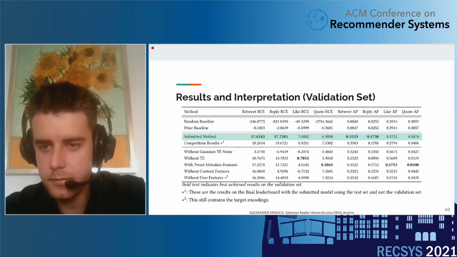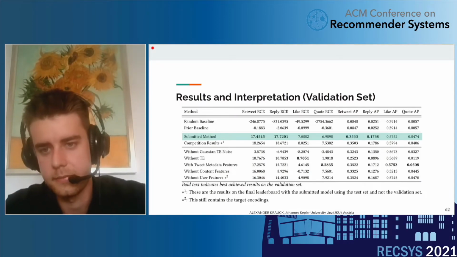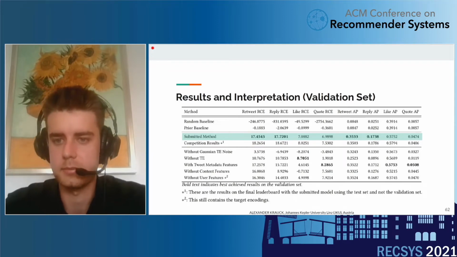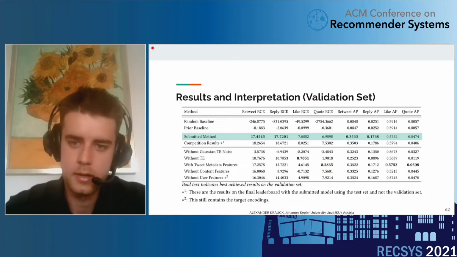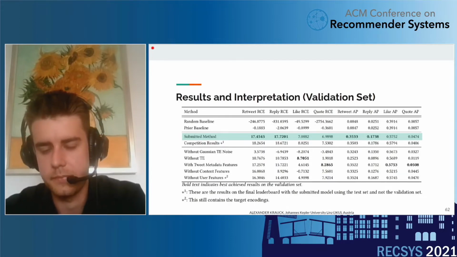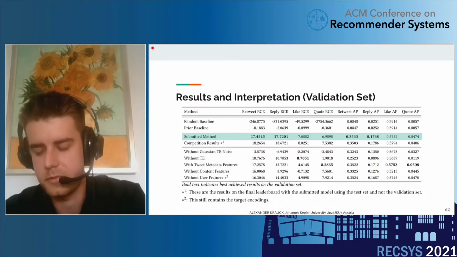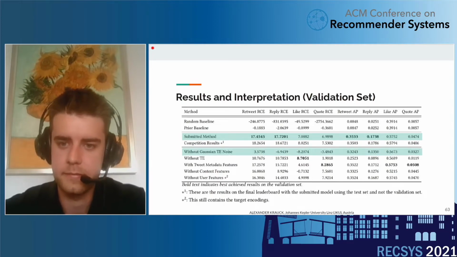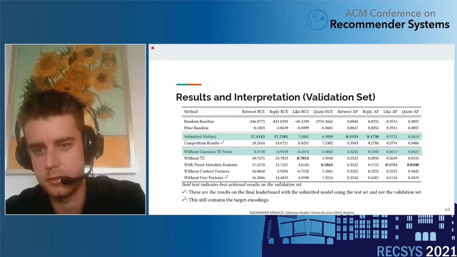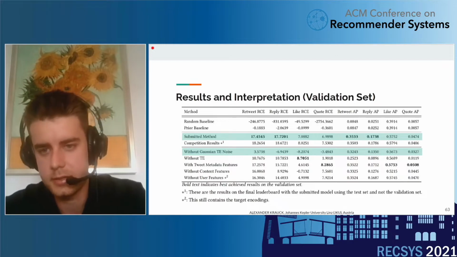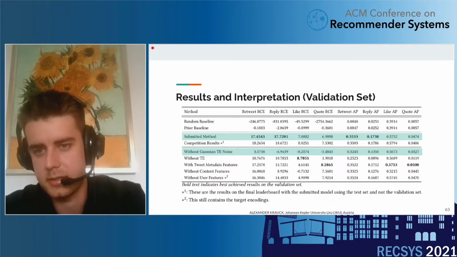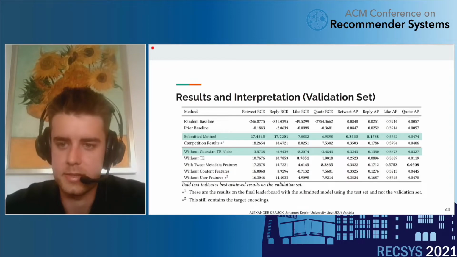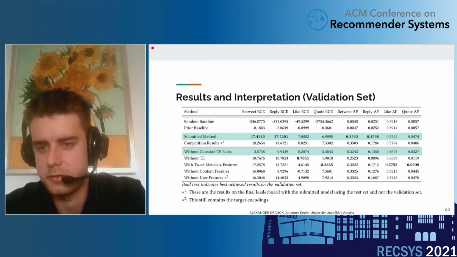So the marked result is the local result of the submitted model on the validation set, and I will now compare it to some of our other models where we have changed some hyperparameters or some features. So for example, if we compare the submitted model with the model that does not have any Gaussian target encoding noise, then we can clearly see that for the RCE metric, the model is much worse everywhere, and this is the result of overfitting.